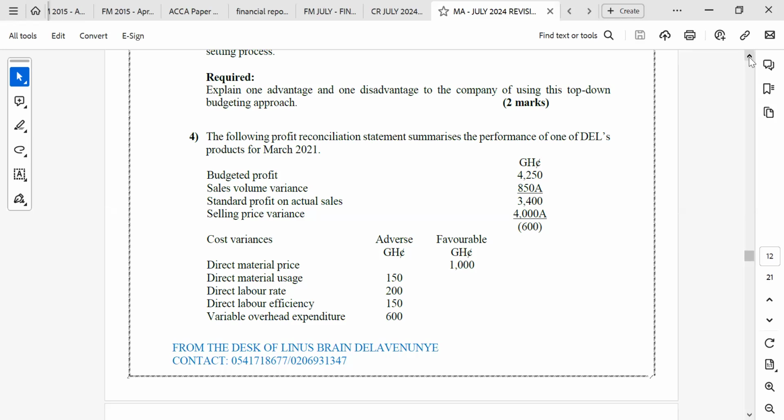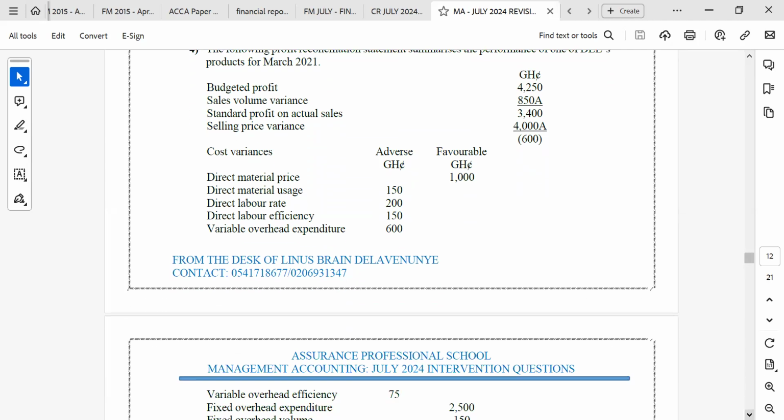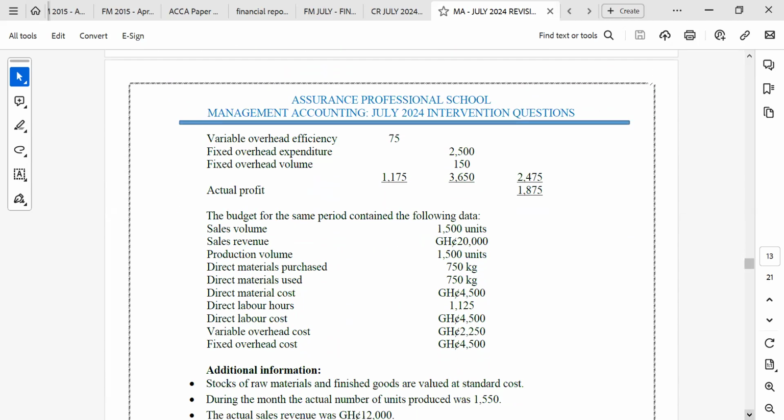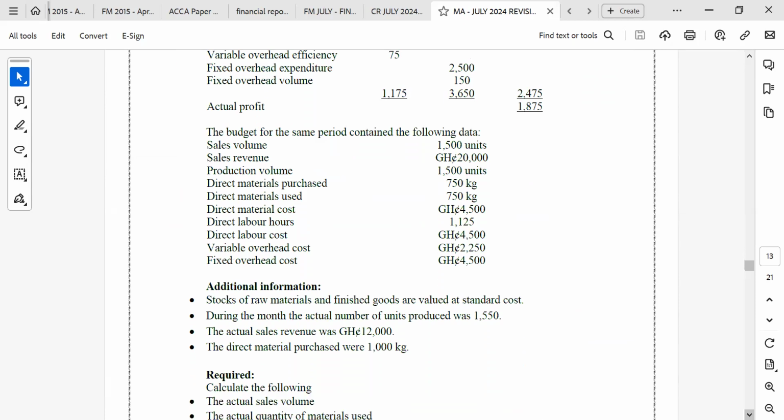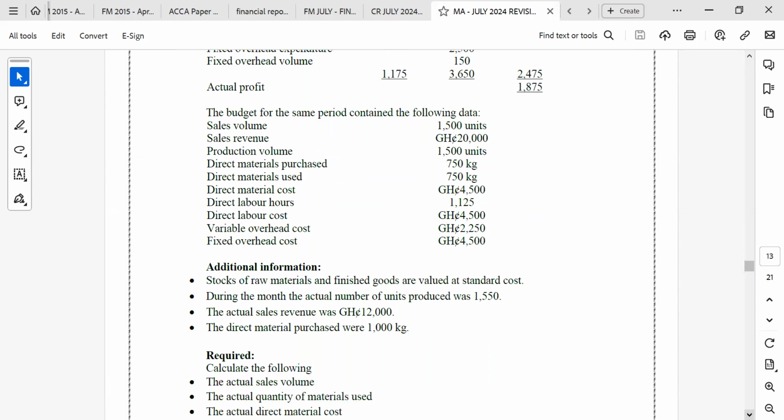Direct material, favorable. Direct material usage, adverse. Direct labor rates, adverse. Direct labor efficiency, adverse. And then variable overhead expenditure, adverse. Variable efficiency, adverse. Go to the fixed data and the additional information.